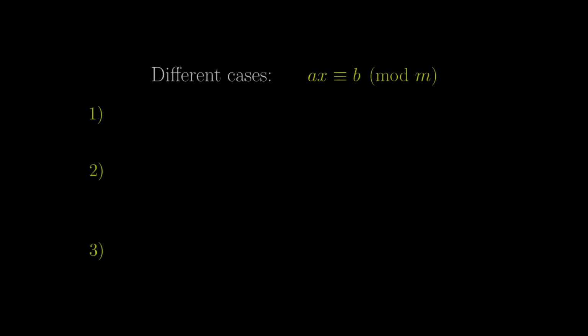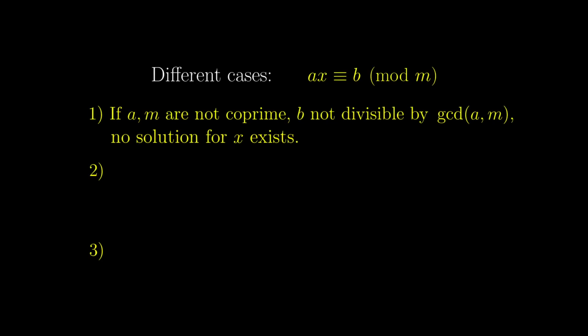Again, there are several different cases for us to consider. First, if a and m are not coprime and b is not divisible by their greatest common divisor, then there is simply no solution for this linear congruence equation. This can be proved rather easily. The congruence equation means ax minus b equals m times lambda, where lambda is an integer.